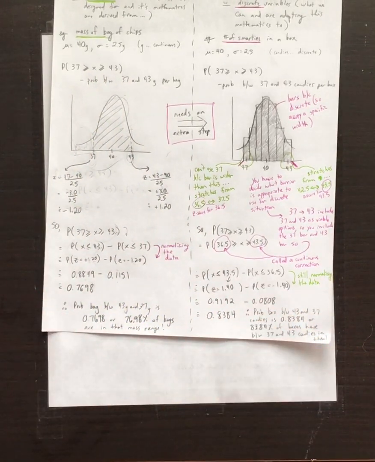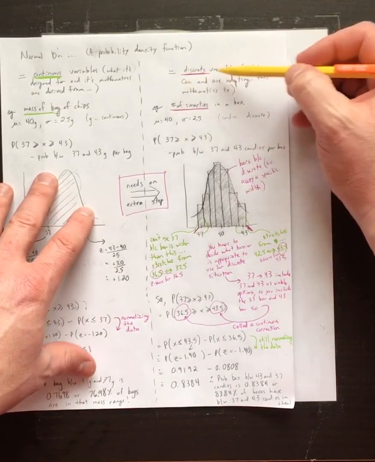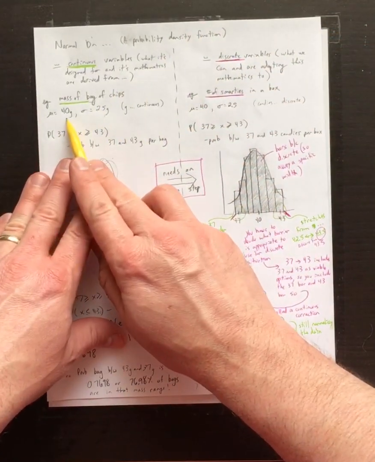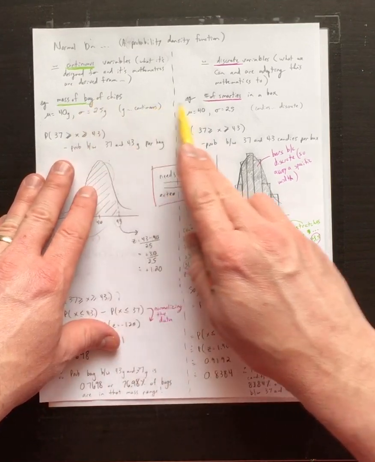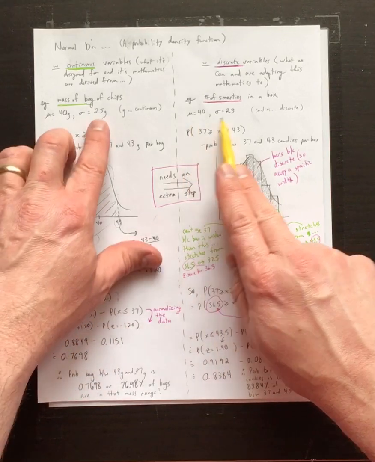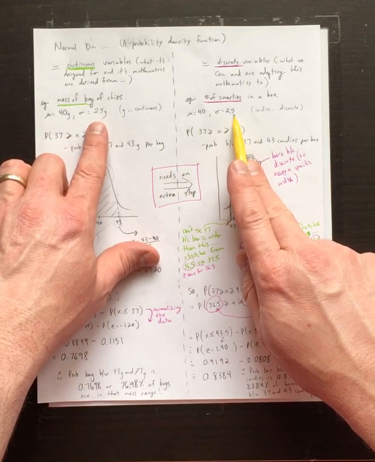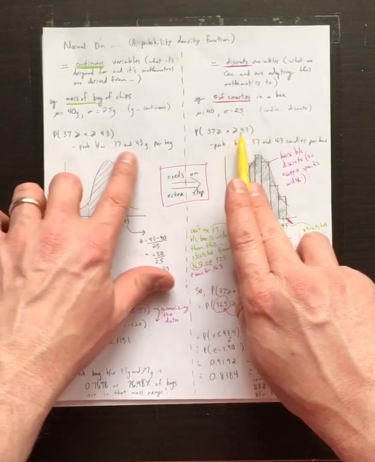That's what we've done already. Well, what we're doing today is we're bringing in a discrete variable. So instead of 40 grams for a massive bag of chips, it's going to be the number of Smarties in a box. I'm still going to make it 40. I'm still going to make the standard deviation 2.5. Still the same data. I'm still going to look from 37 to 43.